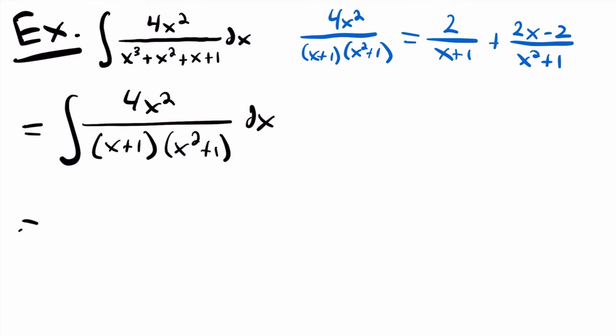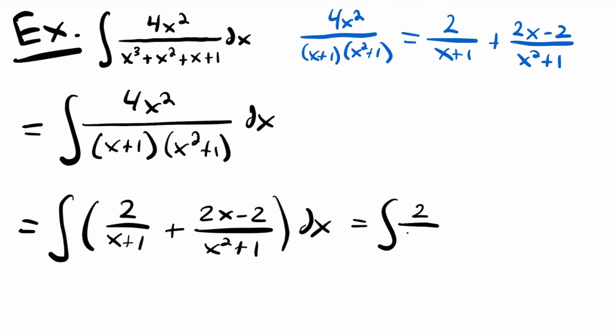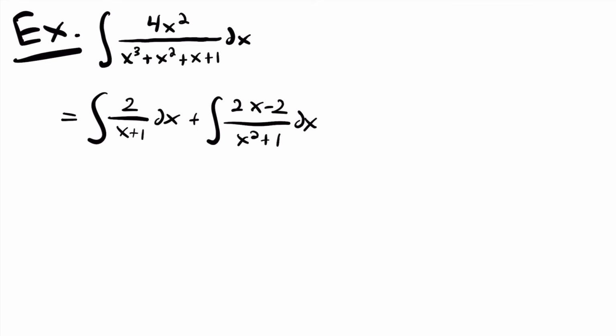And so we'll have that this is equal to the integral of 2 divided by x plus 1 plus 2x minus 2 divided by x squared plus 1 times dx. Okay, and so now if we split this up into 2 separate integrals, this is equal to the integral of 2 divided by x plus 1 times dx plus the integral of 2x minus 2 divided by x squared plus 1 times dx.